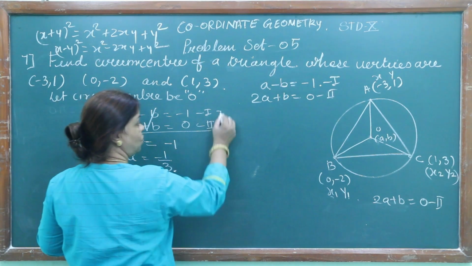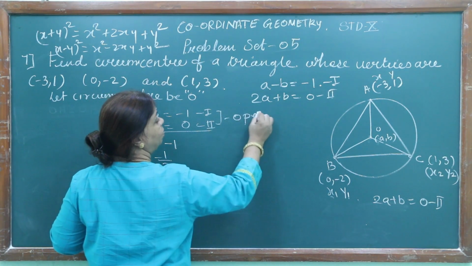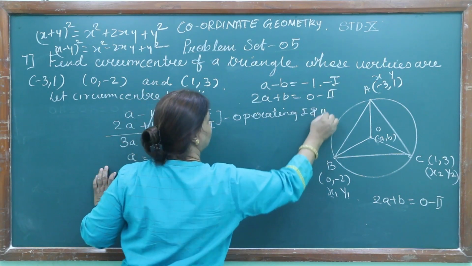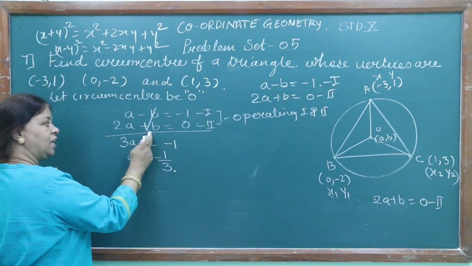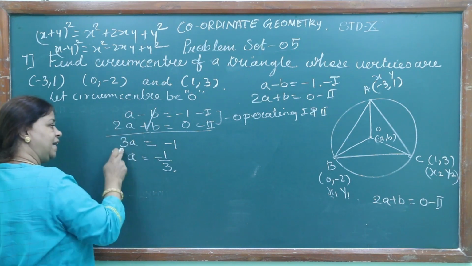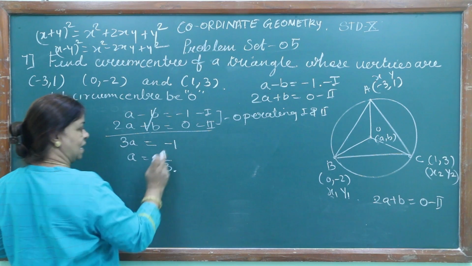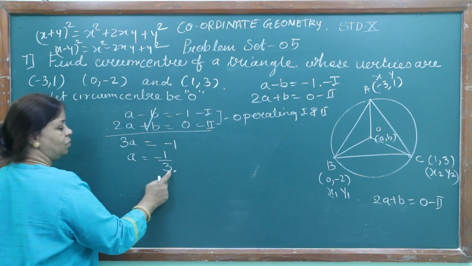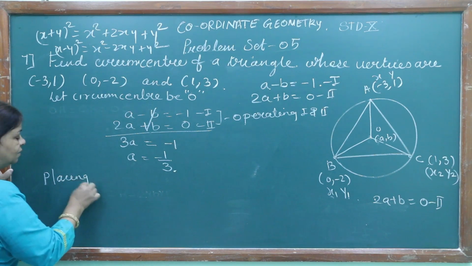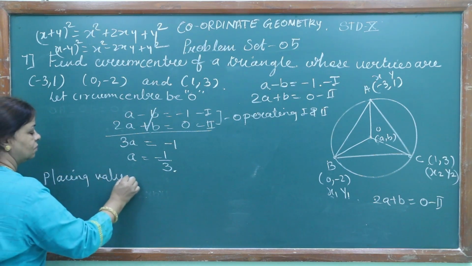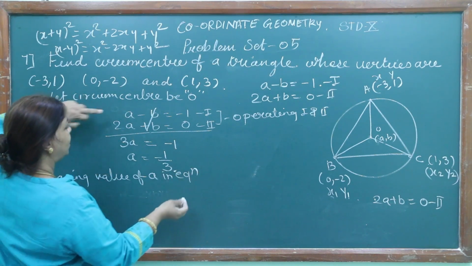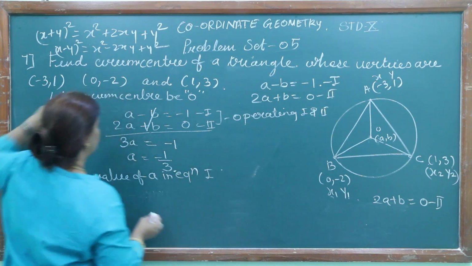Now these equations we have operated, children, operating 1 and 2. And therefore minus b plus b got cancelled. 2a plus a. Sign is here plus, here is plus, so they will be added. 3a is equal to minus 1. A will be minus 1 upon 3. Now place the value. Placing value of a in equation, whichever equation you want. Let us place it in equation 1.